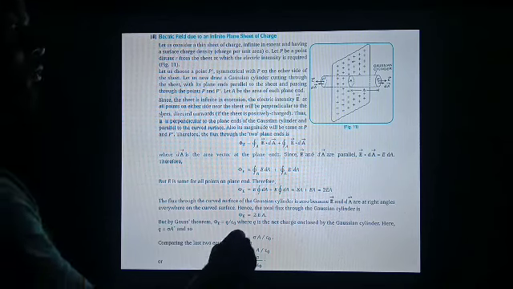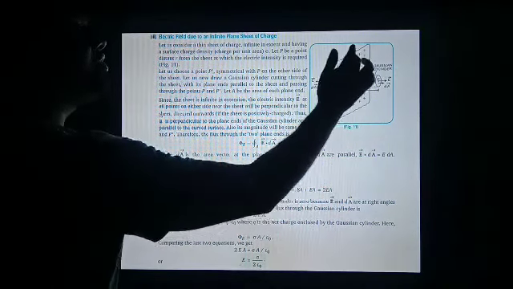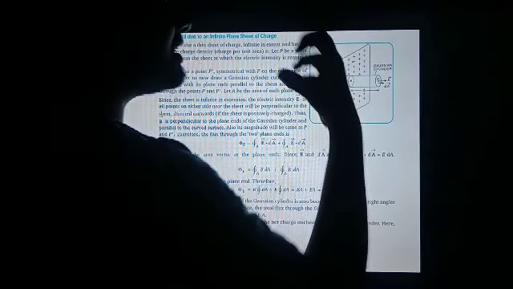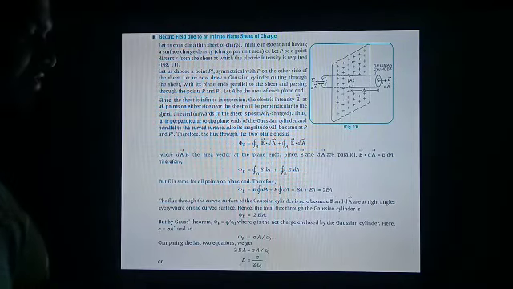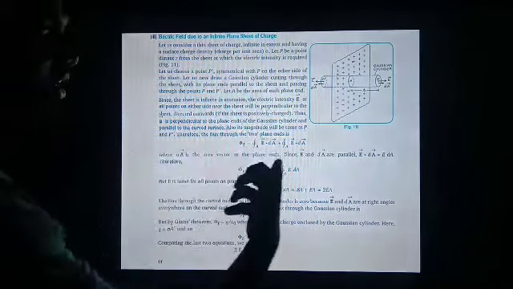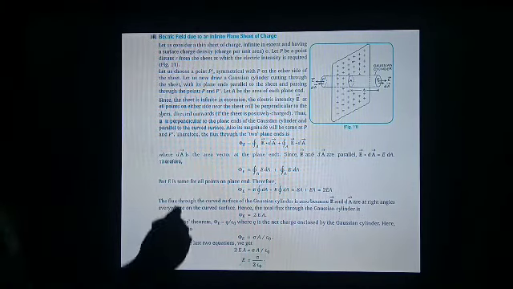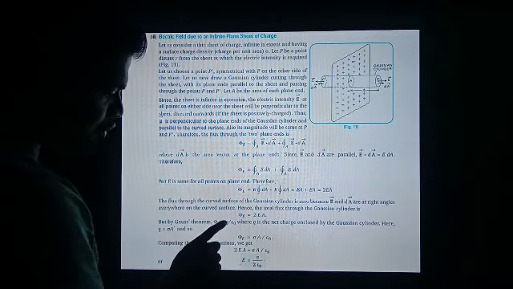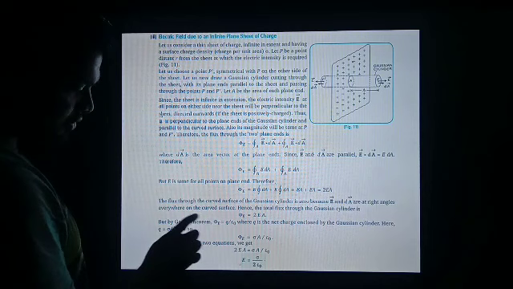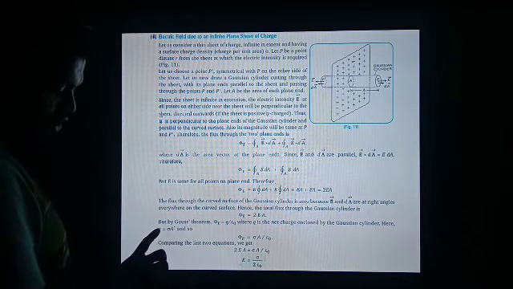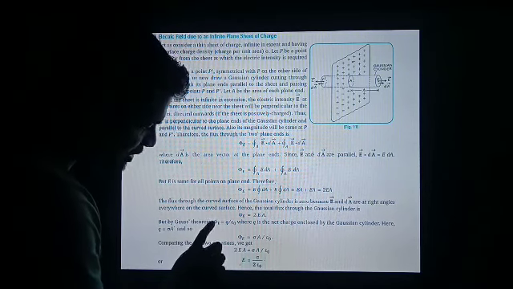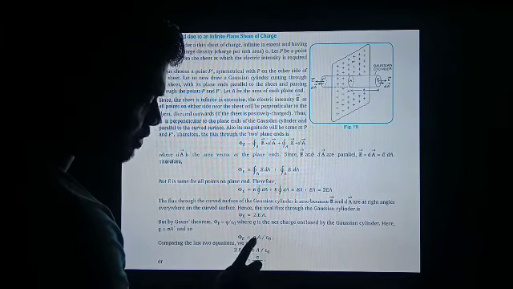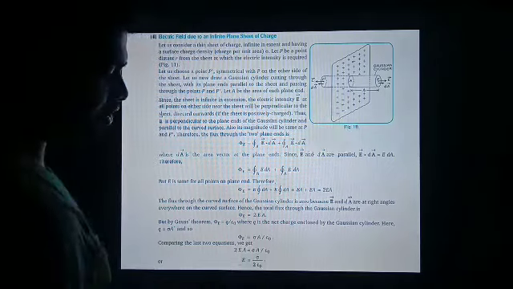So what is actually in this, we will see this sigma. What is sigma? That is called surface charge density. What is surface charge density? That is charge upon area. So sigma is equal to Q upon A. So Q is equal to sigma A. So instead of Q we will put sigma A. So phi will be equal to sigma A upon epsilon naught.